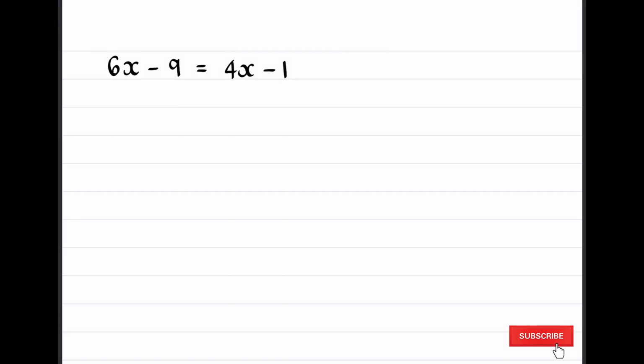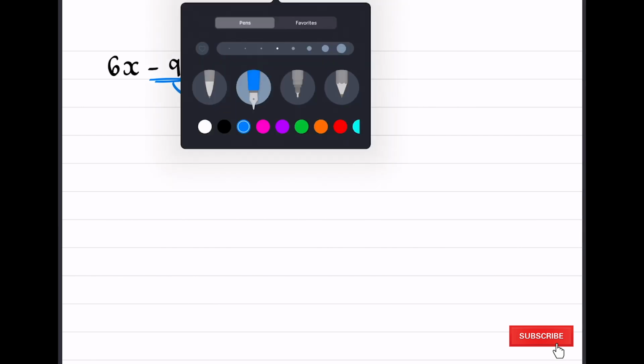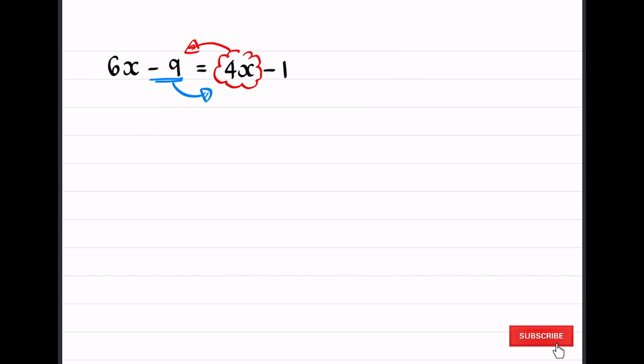Alright, now I have 6x minus 9 equal to 4x minus 1. So I have variables on both sides of the equal sign, so I need to group my variables together. So I'm going to take the positive 4x from the right-hand side to be with the 6x on the left-hand side. And I'm going to take the negative 9 from the left-hand side to be with the negative 1 on the right-hand side. The 6x was there first, stays the same.